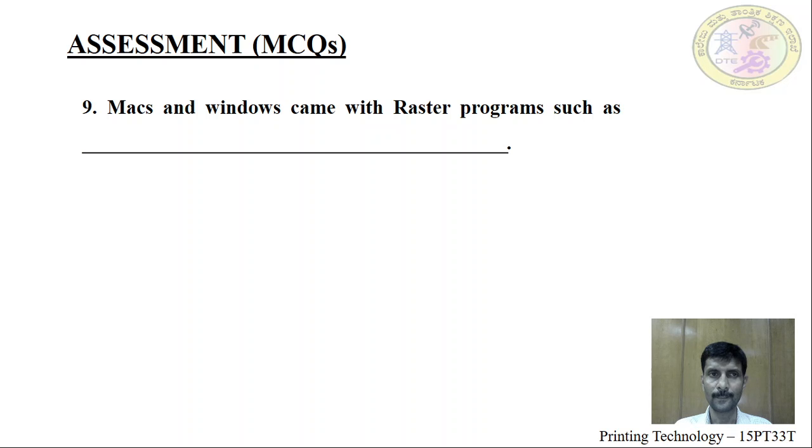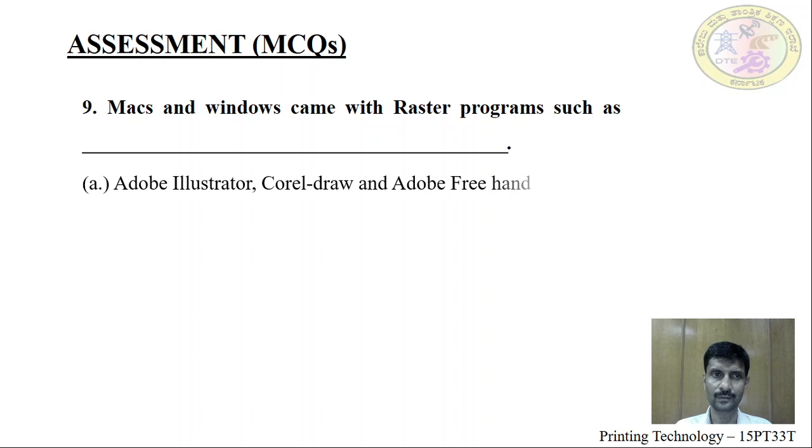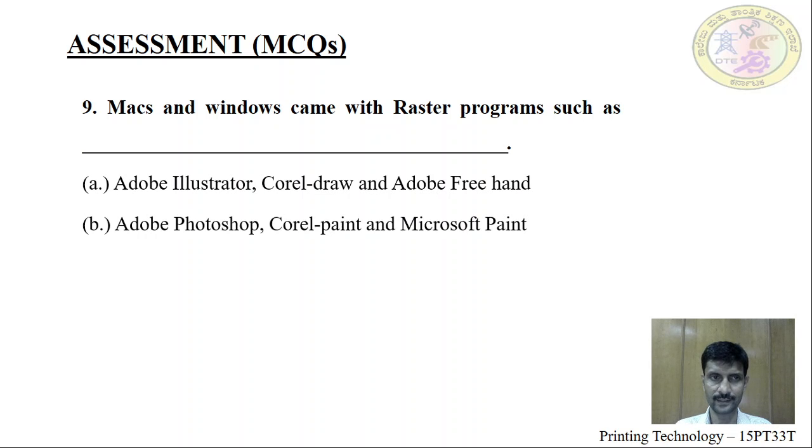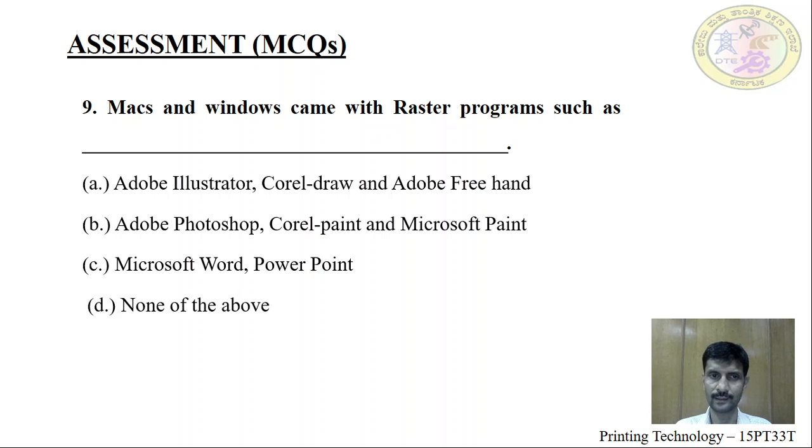Next question. Mac and Windows came with raster programs such as, we have already discussed that vector programs are Adobe Illustrator, Freehand, and Corel. Now it is bitmap-based programs. Let us see the options. Adobe Illustrator, Corel, Adobe Freehand, Adobe Photoshop, Corel Paint, and Microsoft Paint, Microsoft Word and PowerPoint, none of the above. Clue is made up of a pixel or bit.